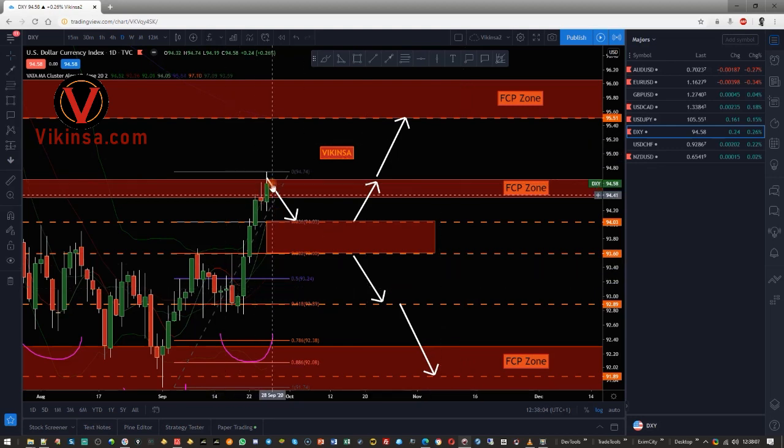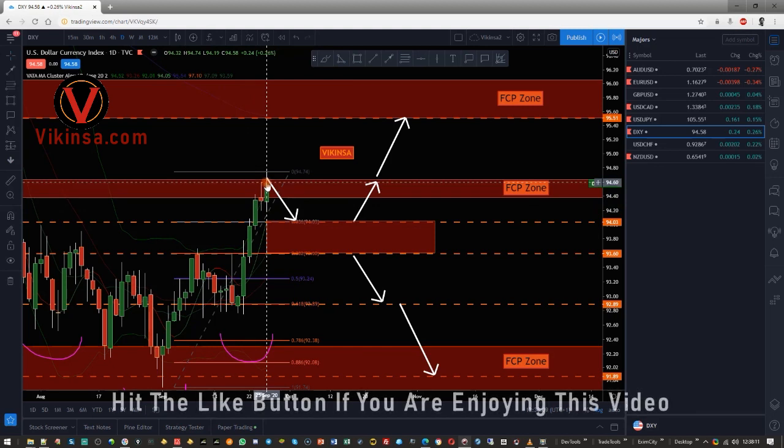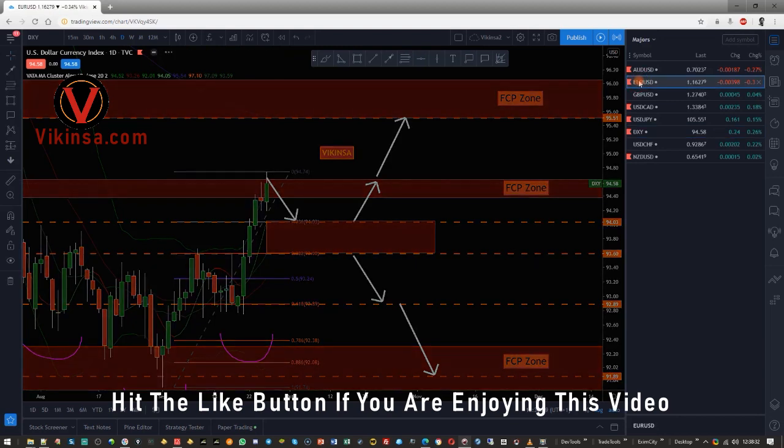Okay, so if the DXY is supposed to fall down, because we are right into FCP zone, that means the Euro USD, AUD USD, NZD USD, and GBP USD are supposed to go up along with gold and silver probably, but USD CAD and USD JPY and USD CHF are supposed to go down because they are on the opposite side of the equation. So let's start looking at Euro USD first.